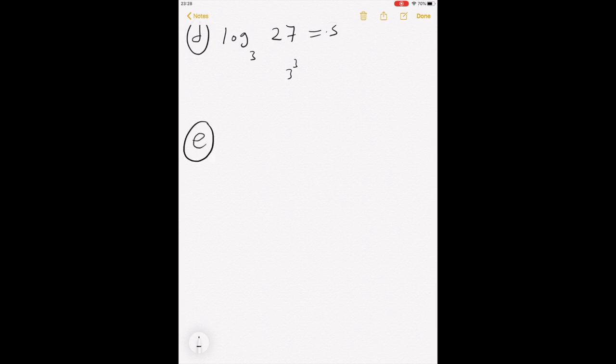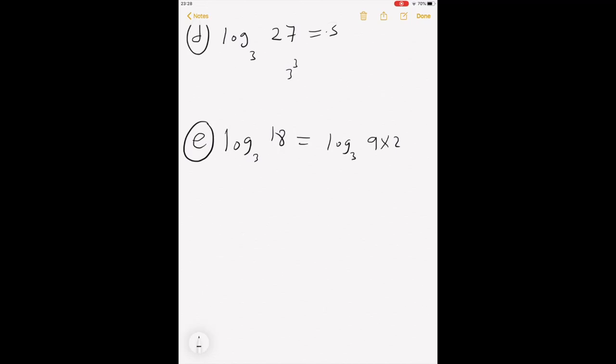Log to the base of 3 of 18. That means I want to simplify that, because there is nothing, 3 to the power of x, that will give you 18. So we'll have to simplify it, and the way you simplify is to come up with something which can be simplified further. So something like log to the base of 3, this comes from 9 by 2.